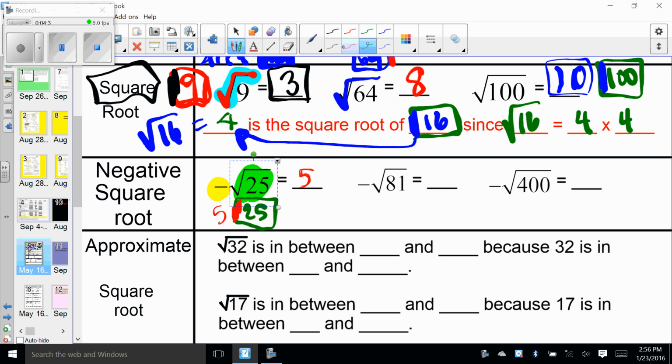Then what we're going to do is grab that negative friend waiting outside, and we're going to reattach it to the answer. So we solve first, reattach negative. So the answer to that problem is negative 5. It's called the negative square root.